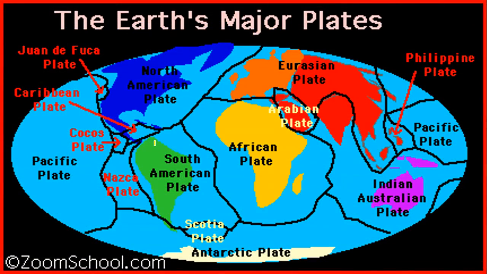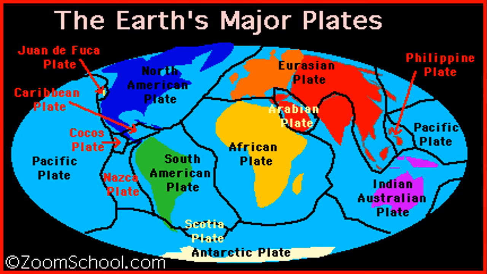So if we look here, these are the major plates. You've got the North American plate, the South American plate, the African plate. The Eurasian plate kind of incorporates Europe and Asia. You've got the Pacific plate, that's the Pacific Ocean, the Australian plate here, the Antarctic plate here.